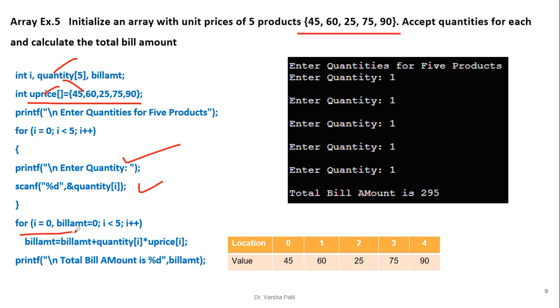So for i equal to 0, initially we will keep billAmount equal to 0, i less than 5, i plus plus. Here again only a single statement we have to execute, so there is no need for opening and closing parentheses. billAmount is equal to billAmount plus quantity[i] into uprice[i]. So uprice[i], first it will take 45, 60, 25, 75, 90, and correspondingly it will take the values for quantity[i] from location 0 to 4.